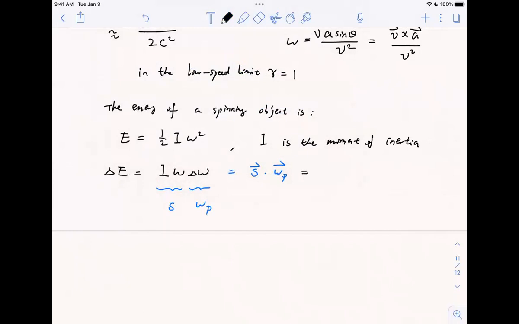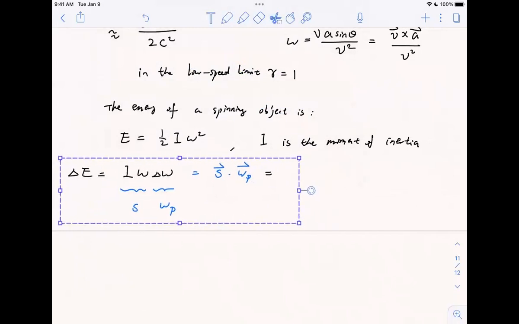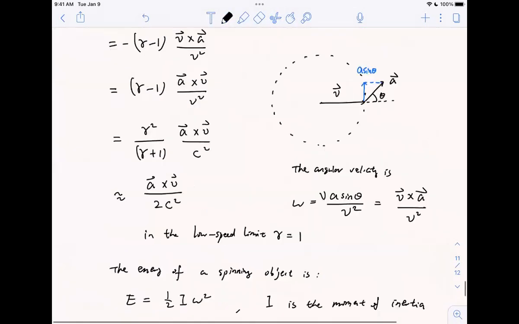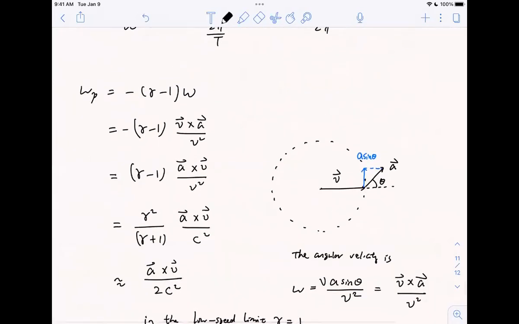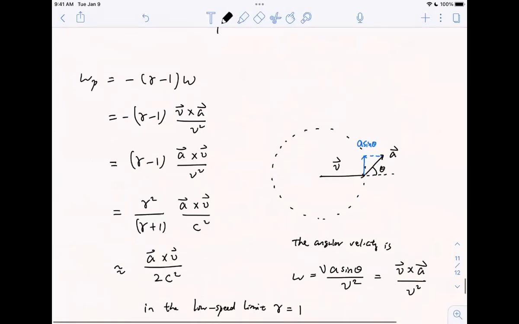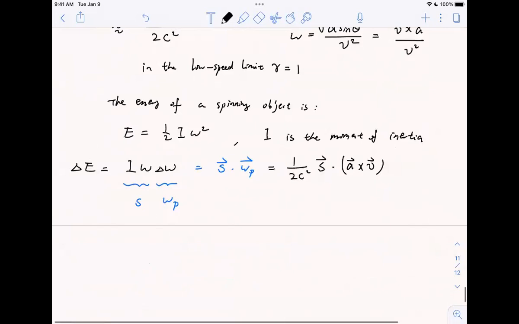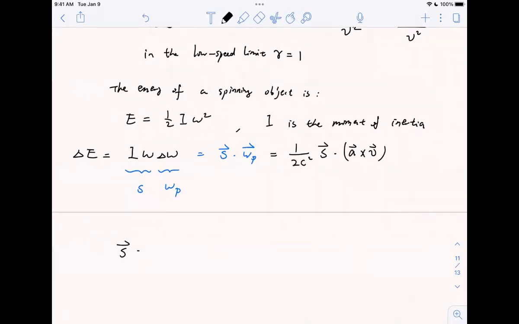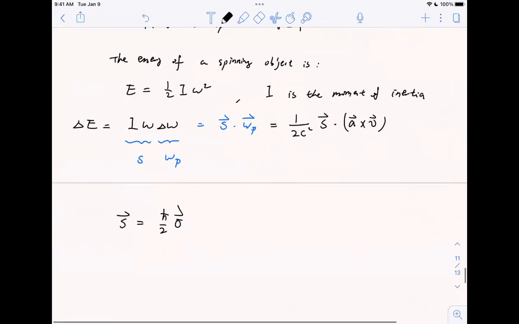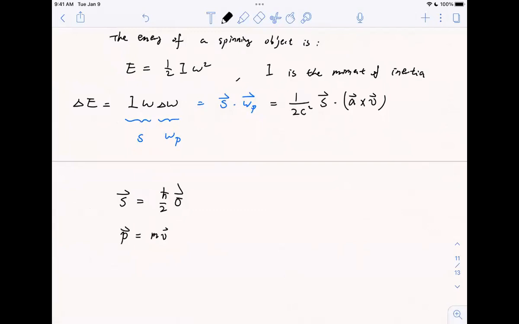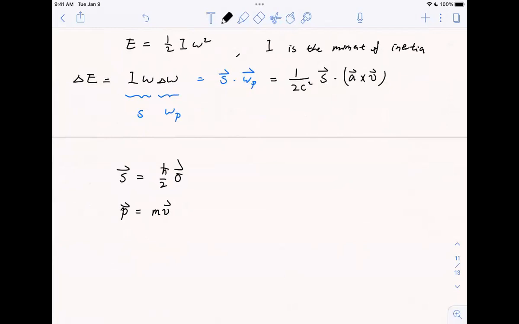And we have this. This is the precession. There should be a vector here, because here is a vector. Anyway, there's a vector here. So this will be 1/2c S dot A cross V. So basically put this term there, and then you just deal with it. S equal to h bar over 2 sigma, and P equal to MV.